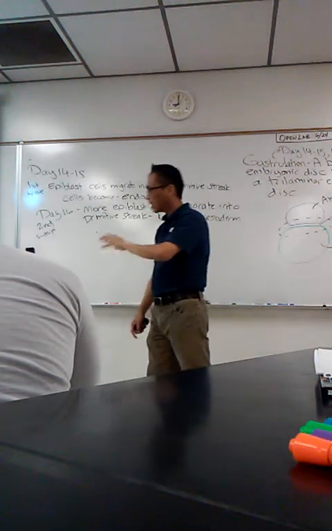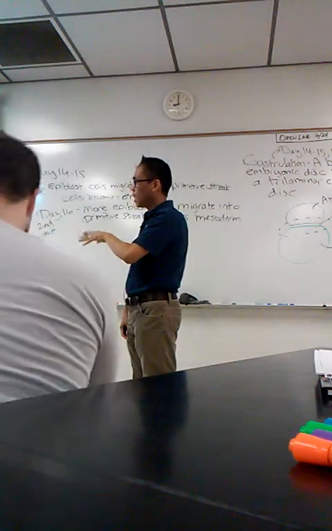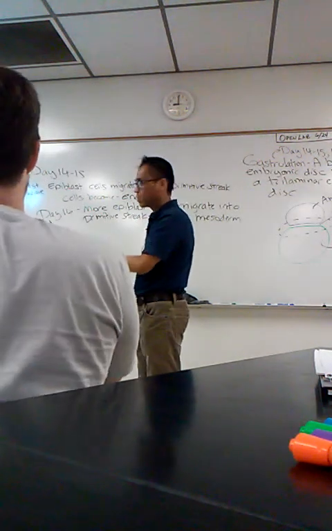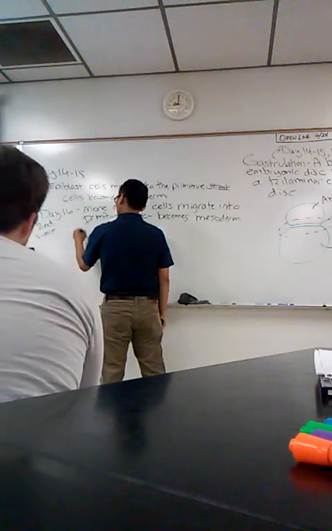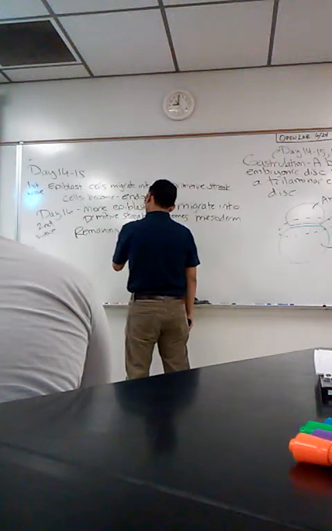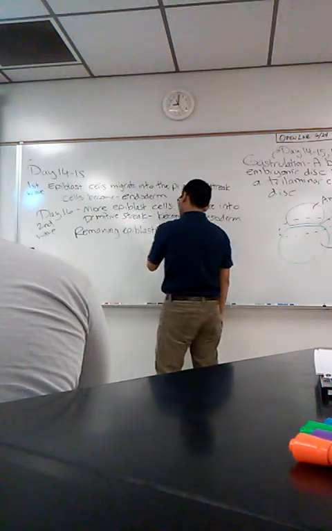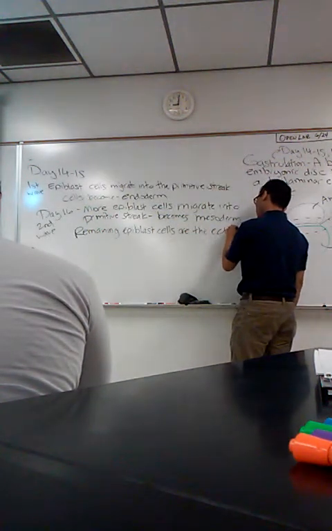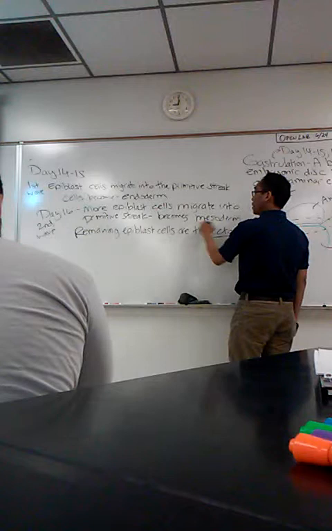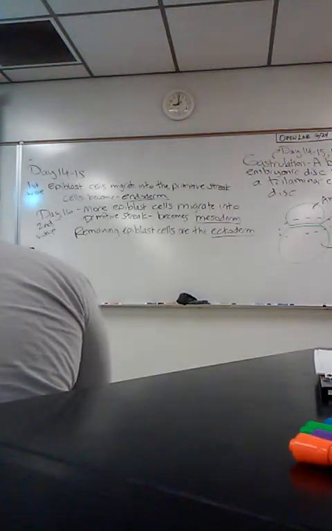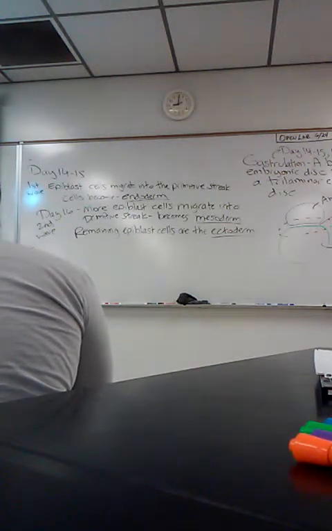And what you say is the cells that remain in the epiblast that haven't migrated, you now call them the ectoderm. Remaining epiblast cells are the ectoderm. And those are the three layers. The endoderm forms your digestive tract, the mucosa of the digestive tract, mesoderm.